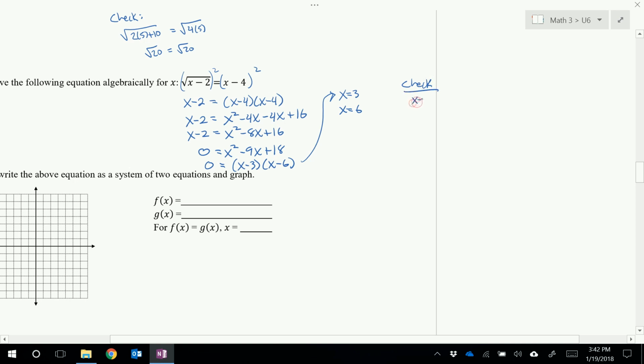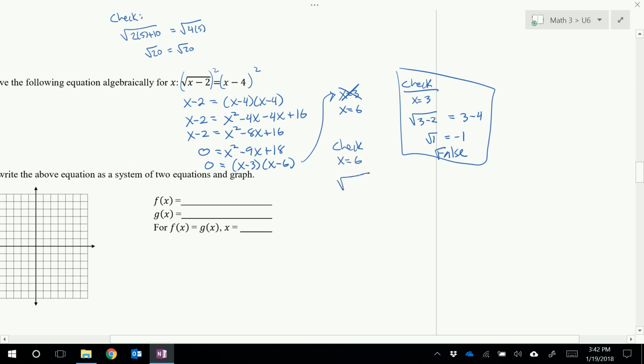So if x equals 3, we get the square root of 3 minus 2 is equal to 3 minus 4, where the square root of 1 is negative 1, which is false. So we need to throw out that answer. And then check again for 6. And we get the square root of 6 minus 2 is equal to 6 minus 4, which is the square root of 4 is 2, and that's true. So we keep x equals 6 as an answer.